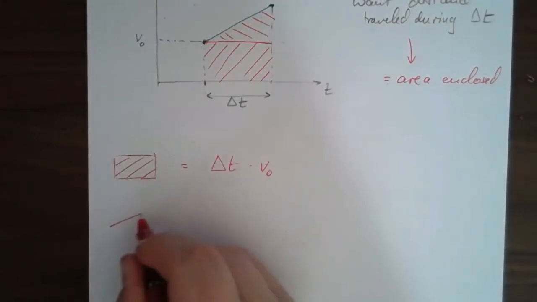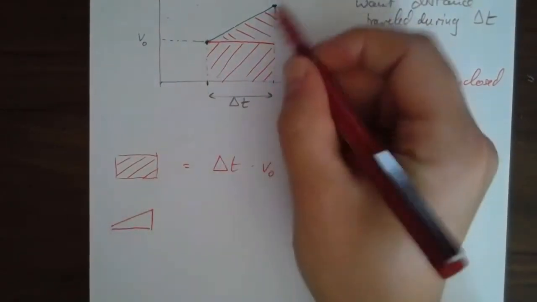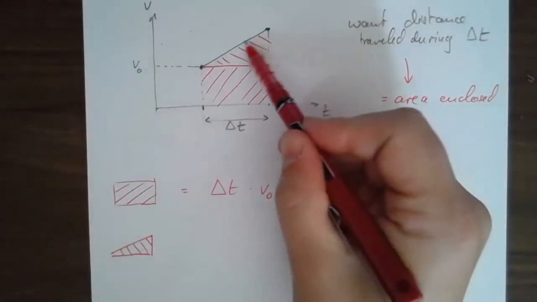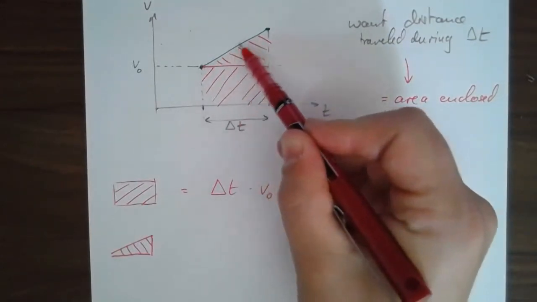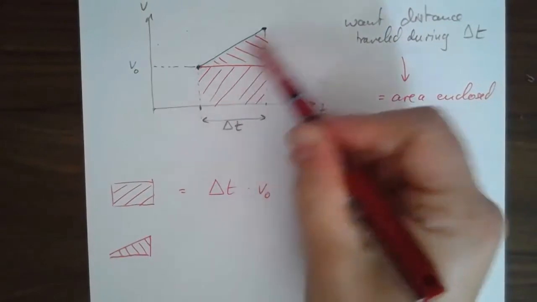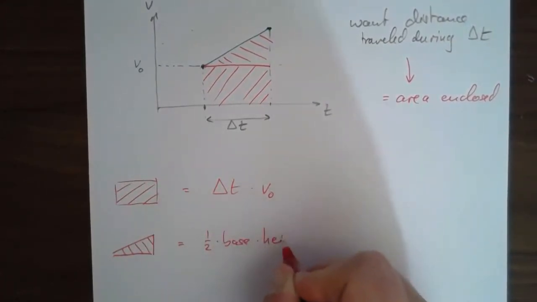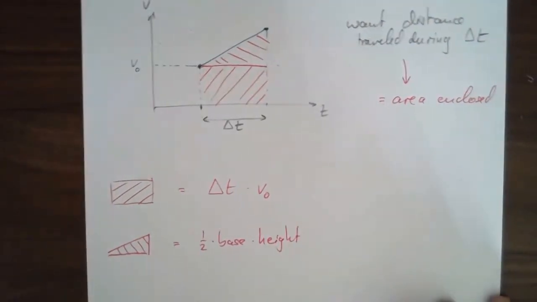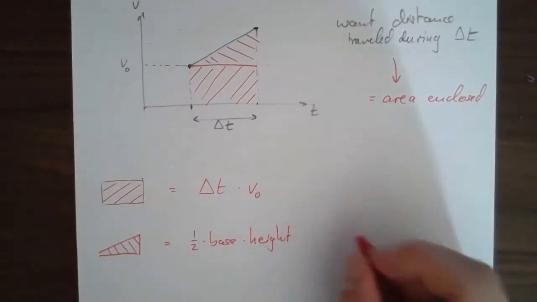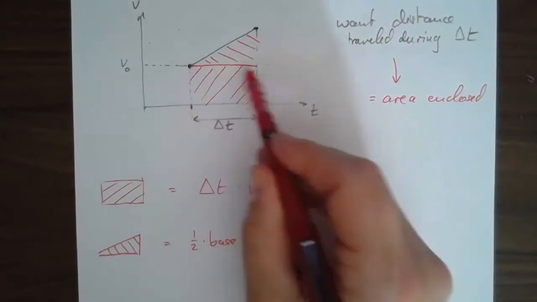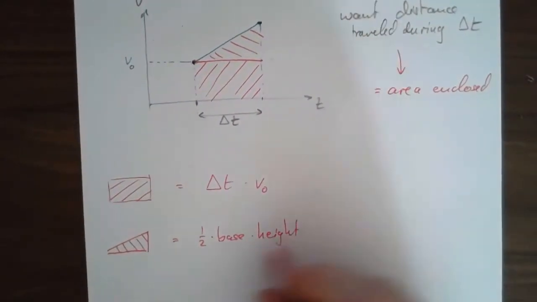What about the triangle? The triangle is the extra bit stuck on top. This extra area on my graph came about because my velocity isn't staying constant, isn't staying flat, it's increasing. Well, I know a triangle is half times base times height. What is the base and what is the height? The base is just delta t. That's the length of the base of my triangle from here to here. So that's 1/2 times delta t.